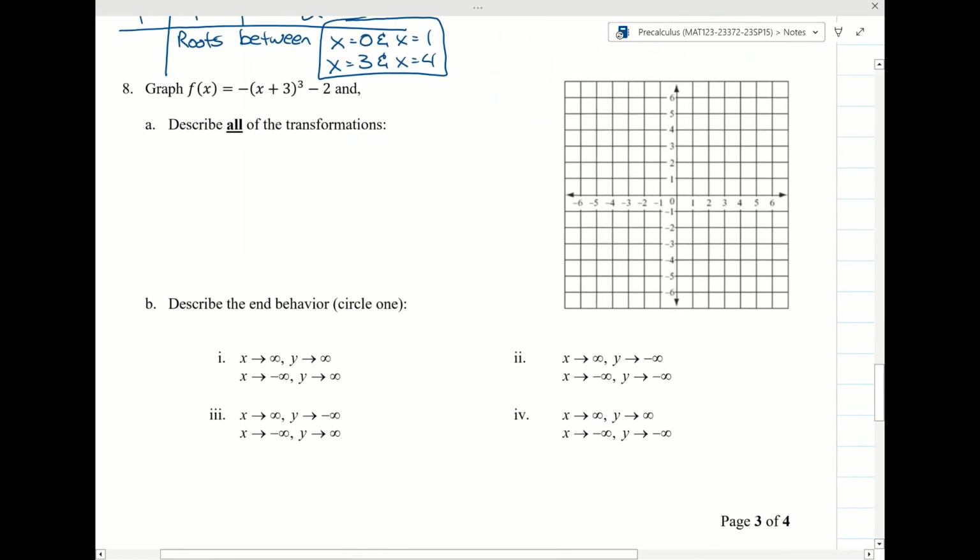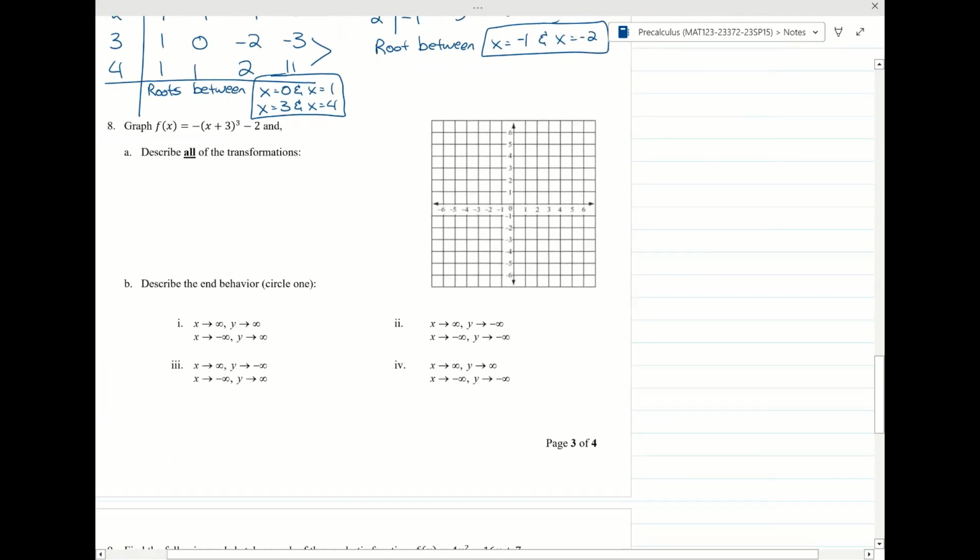All right, for a problem like number 8, this was in sections 2.6 and 2.7. In sections 2.6 and 2.7, we talk about graphing. This is a really important section. I'll give you a little summary of 2.6 and 2.7.